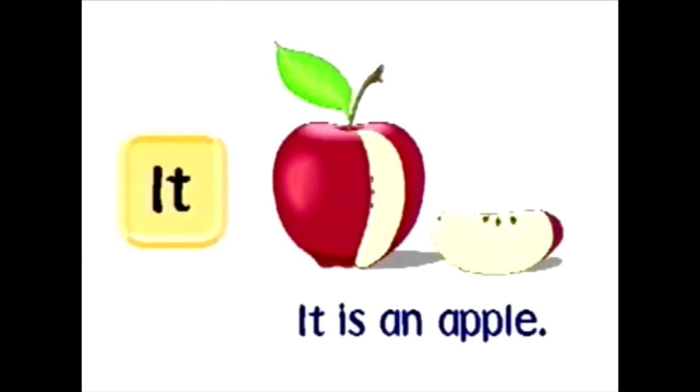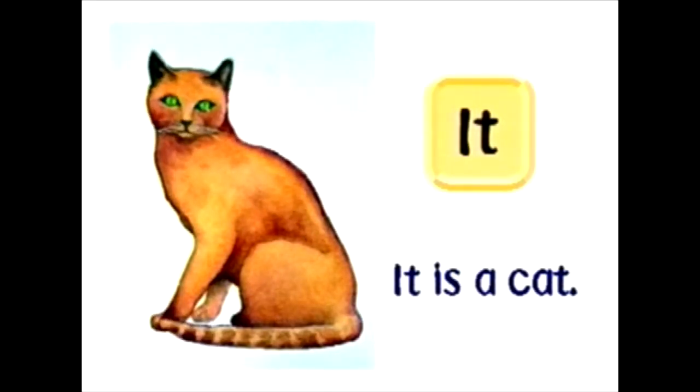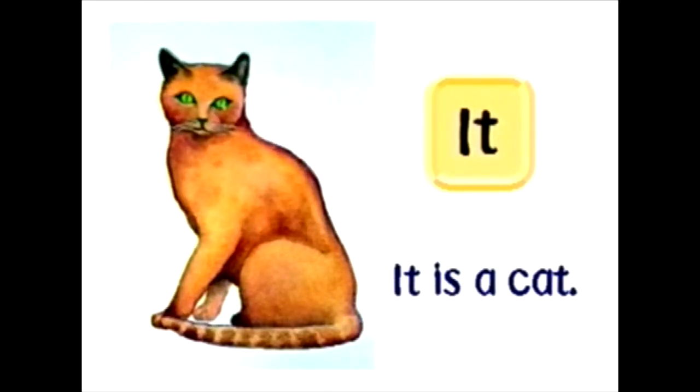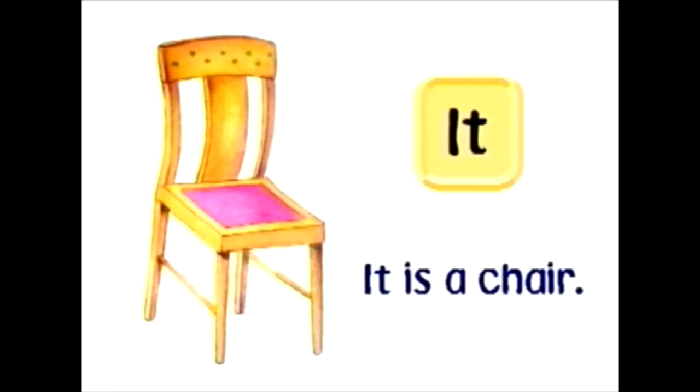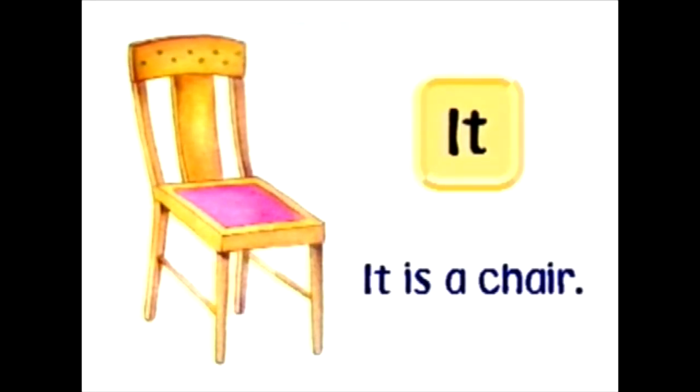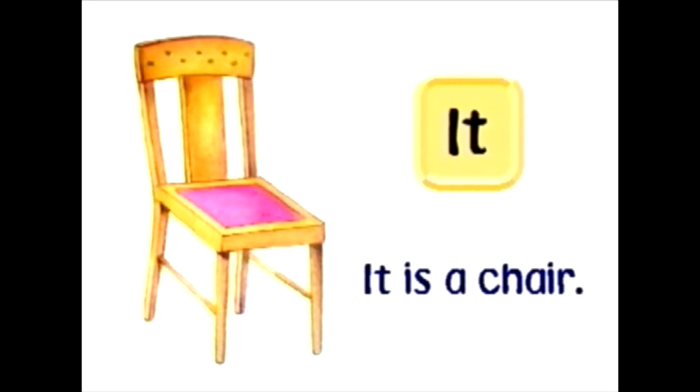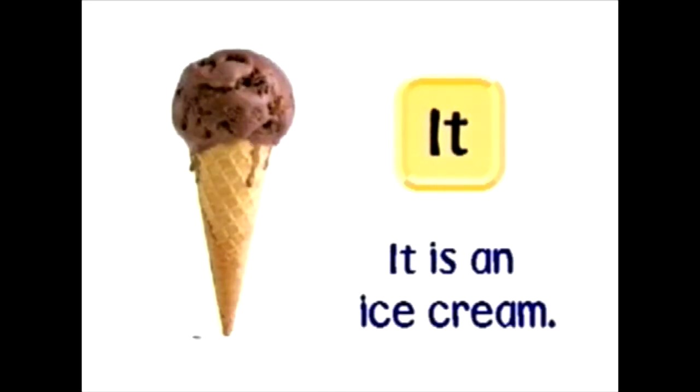It usually refers to animal or an object you're talking about. For example, you say, it is an apple. It is a cat. It is a chair. It is an ice cream. It is a beach.